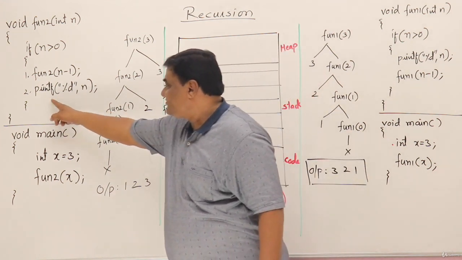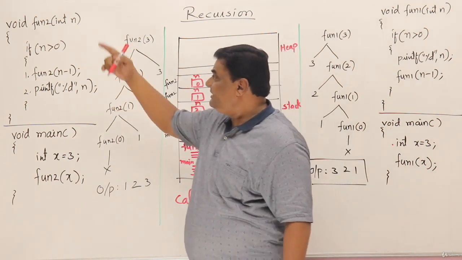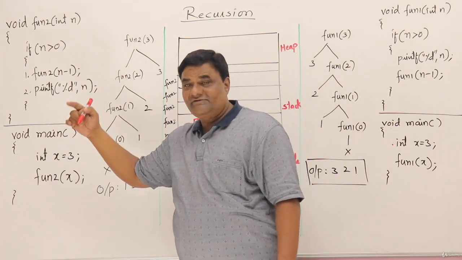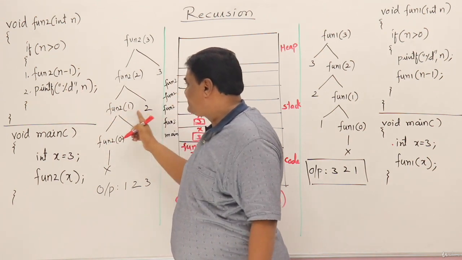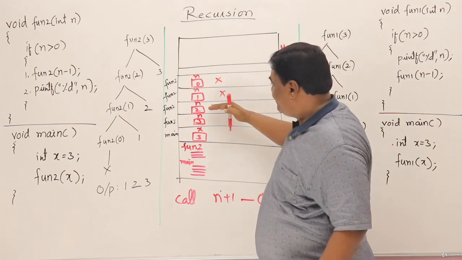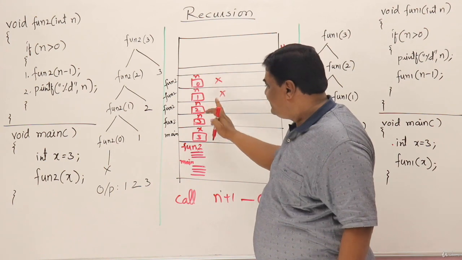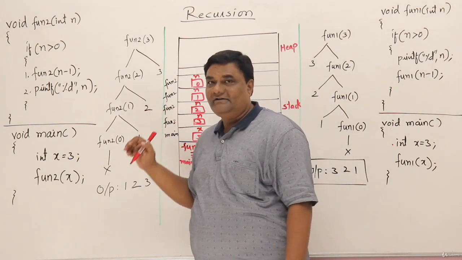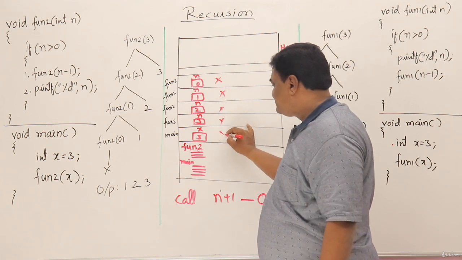And once it has finished, it will come out and this activation record is deleted. It will go back to the previous call. In the previous call, again it has finished the first line. Now it has to do this. So print n. So what is the value of n now? The topmost activation record in the stack, you can see, has n value 2. So 2 is printed. Likewise 3 is printed and all these activation records end.